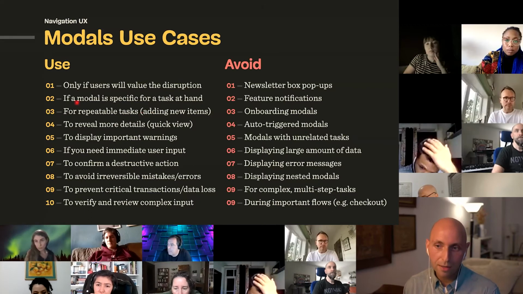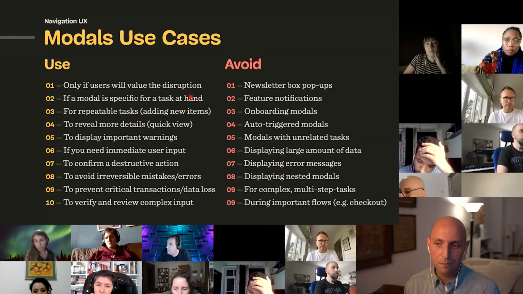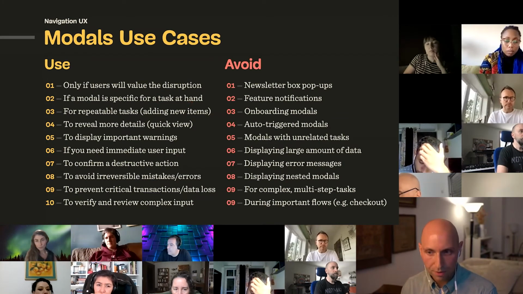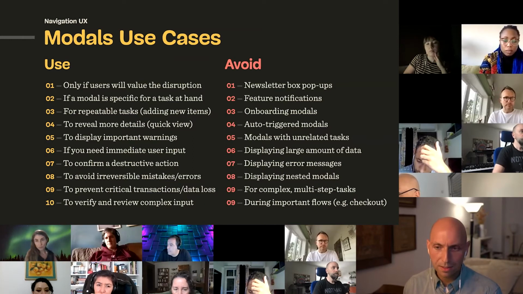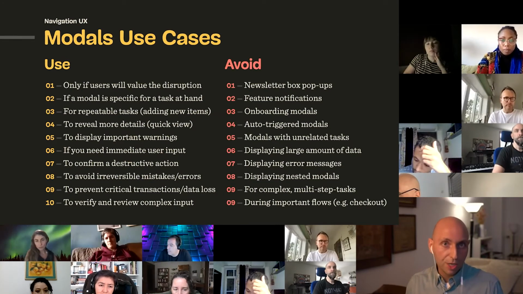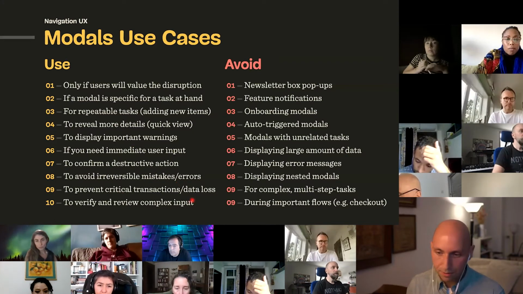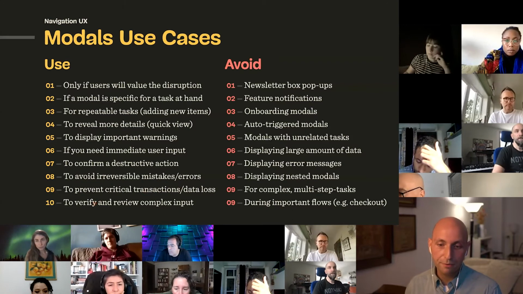But for other things, if we know that users will value the disruption, if we know that it's specific for a task at hand, if we know it's something that they keep using over and over, right? Maybe that's fine, right? In the same way, display important warnings. If you need immediate confirmation or user input, for example, you're booking a flight, the price has changed, you might want the user to be aware of that, to confirm a disruptive action, to avoid errors, mistakes, and just to verify and review complex input.